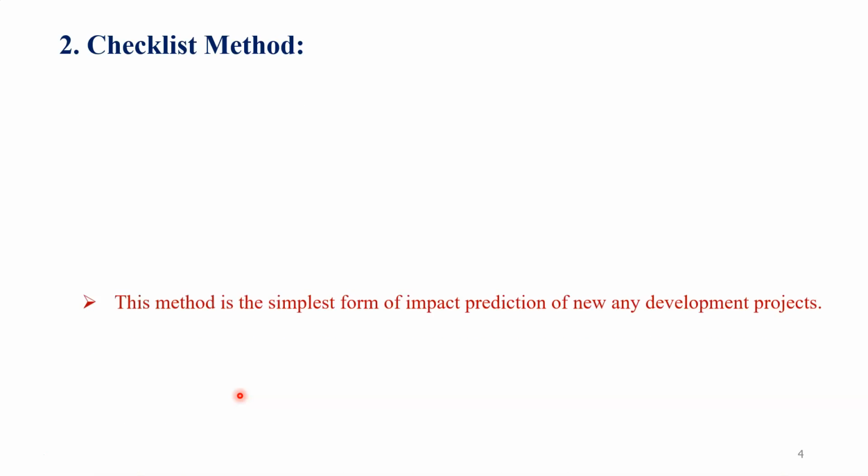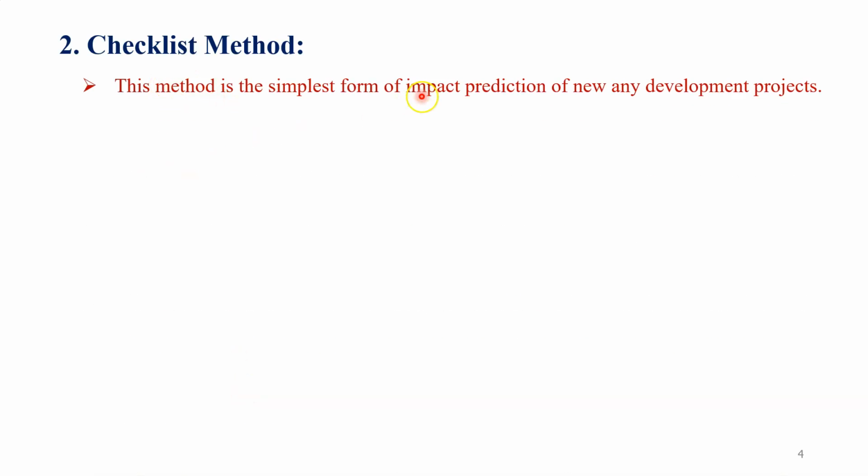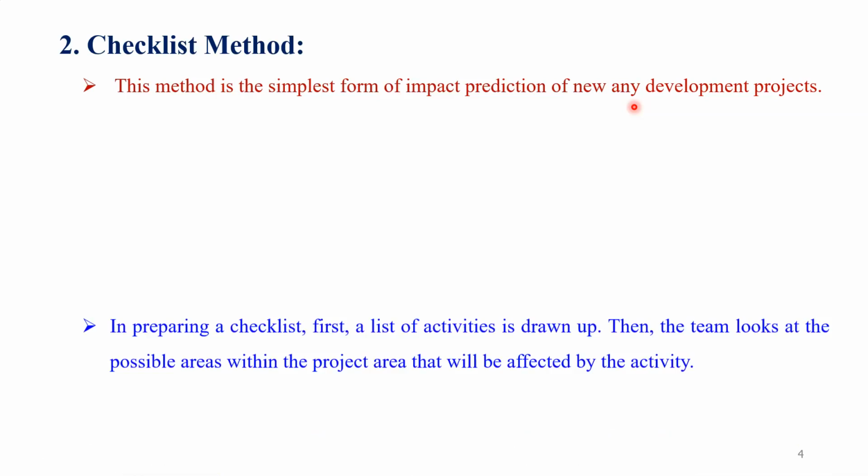in our previous lecture. Dear student, let us discuss another important method that we use for environmental impact assessment, and the method is the checklist method. This method is the simplest form of impact prediction of any new development project, such as the construction of a dam, construction of a road, construction of a railway, or maybe the establishment of a multi-purpose project in a particular area. For that purpose, this method is very important.